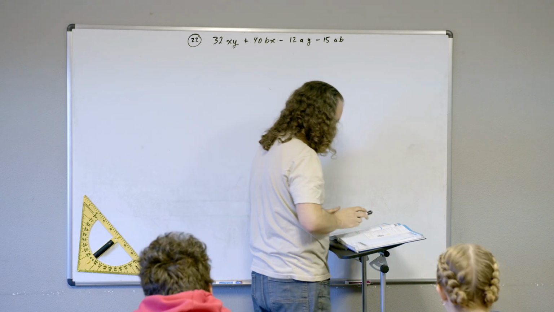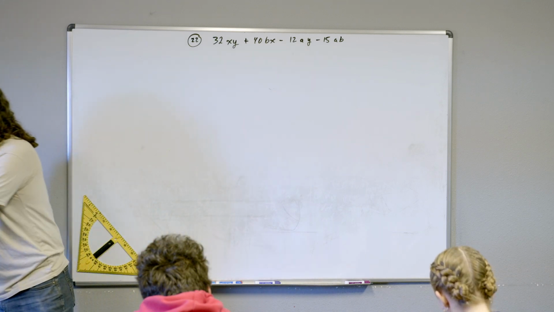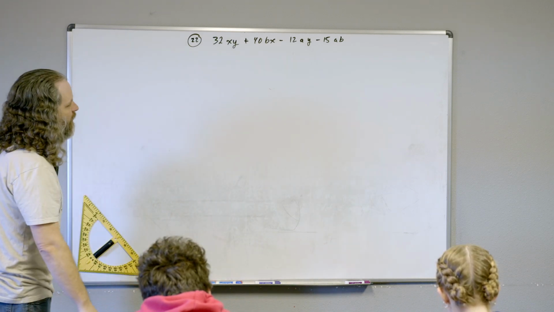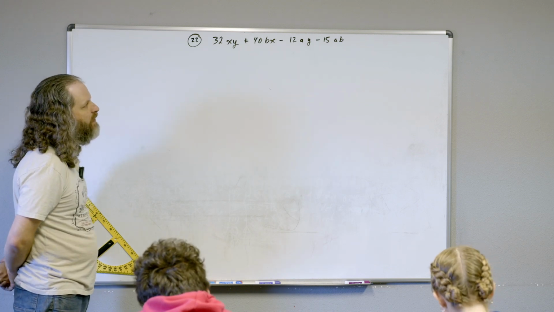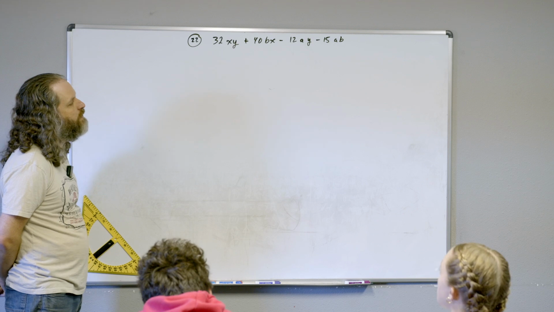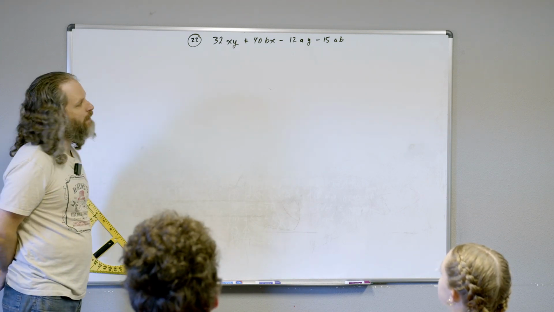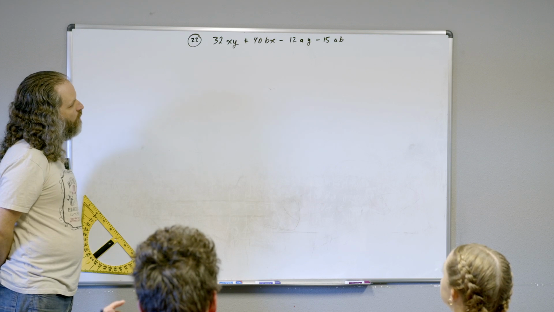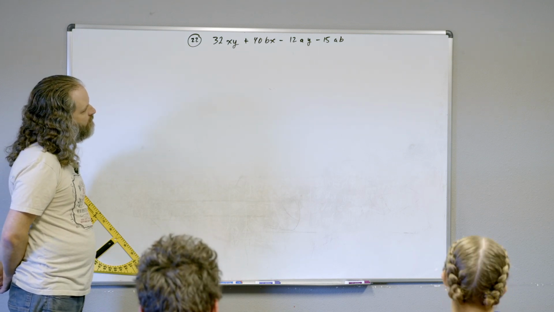It's not quite as straightforward as I thought at first glance. It's not hard, but it's harder than I thought it was. How many terms are there? 4 terms. So we're probably going to factor this by grouping. That's probably our goal.